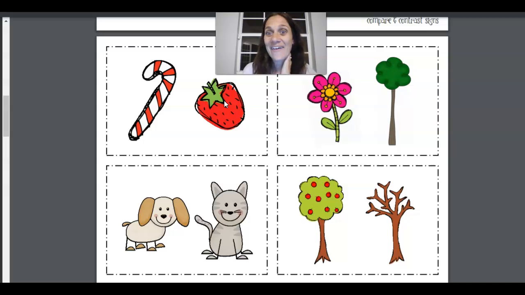Okay, so how did you do? Did you compare and contrast the strawberry and the candy cane? So now you're going to continue just like that until you get through all the pictures. The sub will let you know when to switch, but right now you're going to do the flower and the tree. Another person in your group is going to be the talker. Everyone else is going to listen. The person that's talking is going to whisper so that none of the other groups are hearing you. When the sub thinks you've had enough time, she's going to ask you to stop, and then she's going to have the next person compare and contrast the dog and the cat, and finally, the last person will do the two trees.